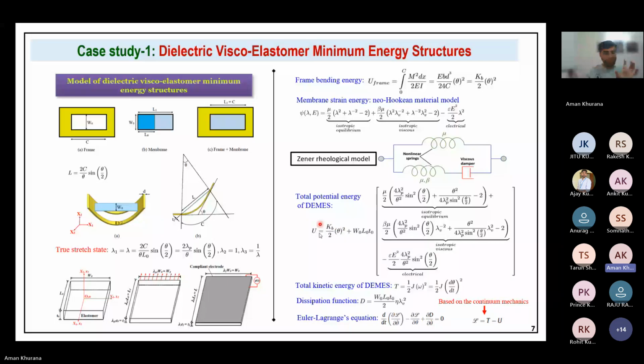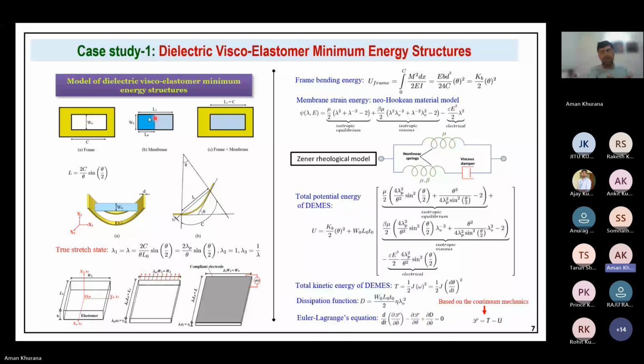And again, this membrane exhibits strong viscoelastic behavior. So to incorporate this viscoelastic behavior, we have implemented a simple standard linear solid model. That is the Zener model. What is that Zener model? It comprises a Maxwell element connected in parallel with a spring element. So this is called the Zener rheological model. So why is it implemented? To incorporate the effect of membrane viscoelastic behavior.